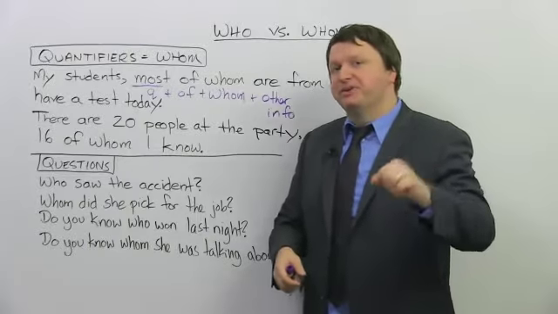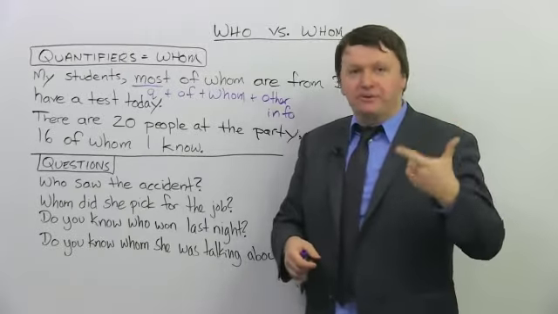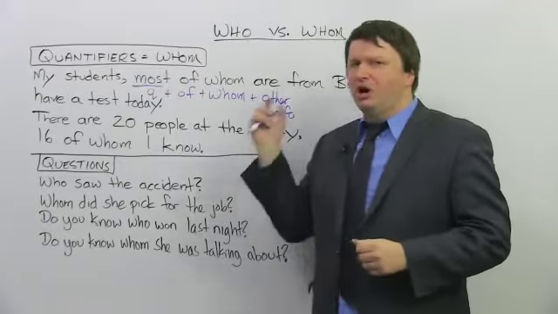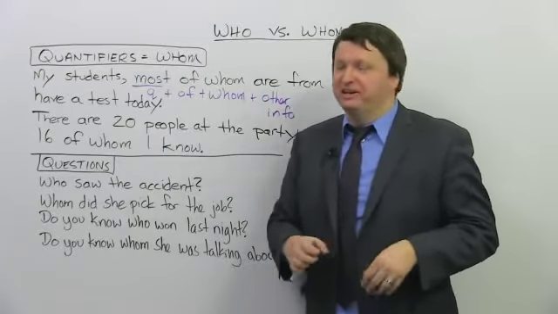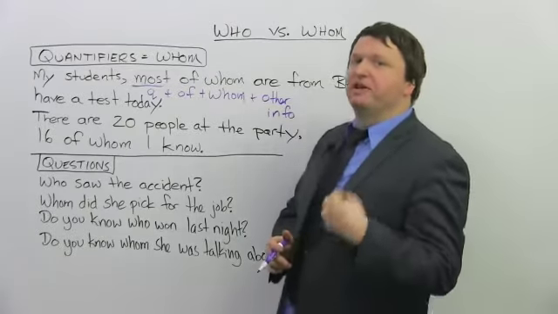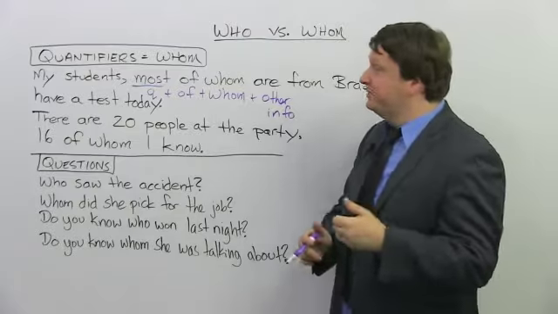And you'll also notice I'm always saying whom, whom, whom, whom. This is one case where you always have to say whom, okay? You cannot say most of who. It's always most of whom, 3 of whom, etc.